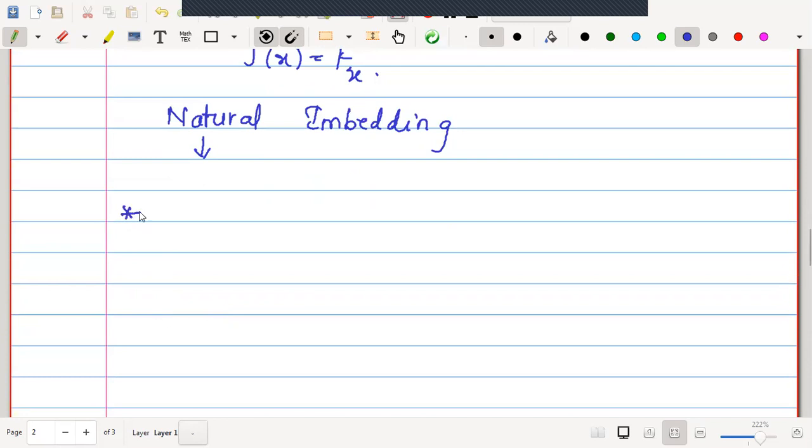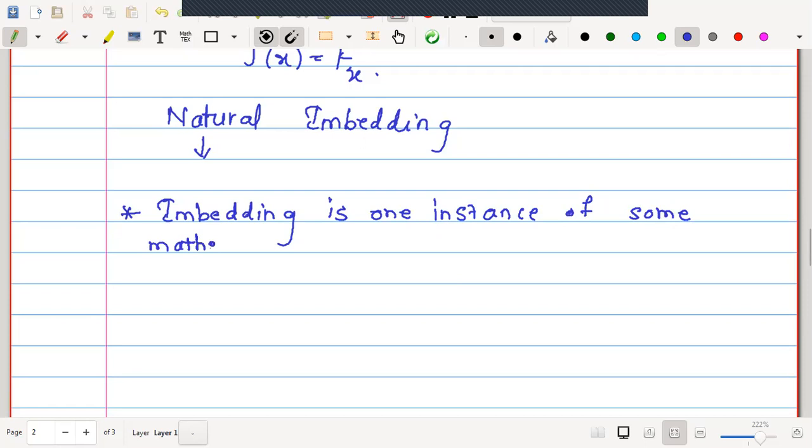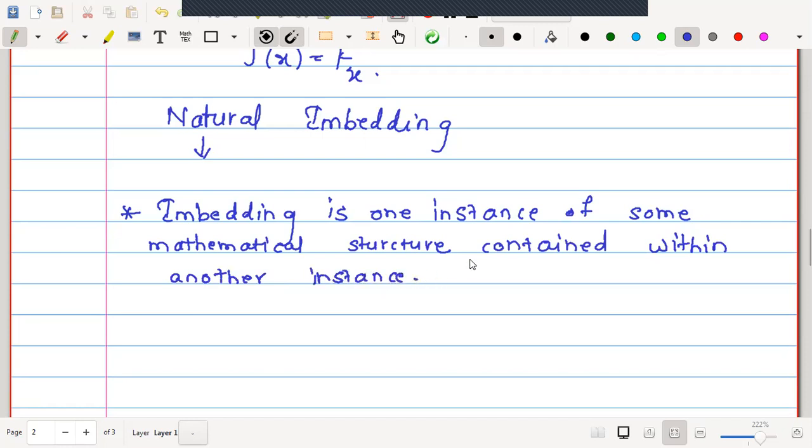Shall I write it here? Embedding is one instance of some mathematical structure contained within another instance. This is the meaning of embedding in terms of mathematics.